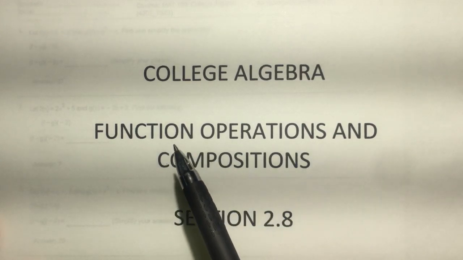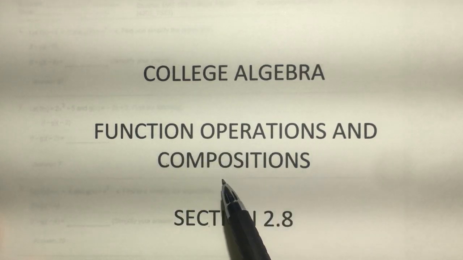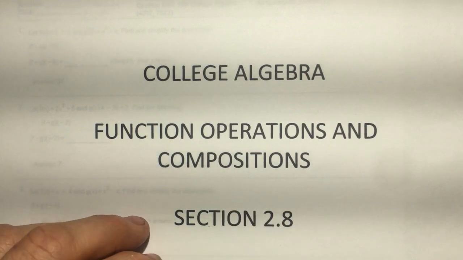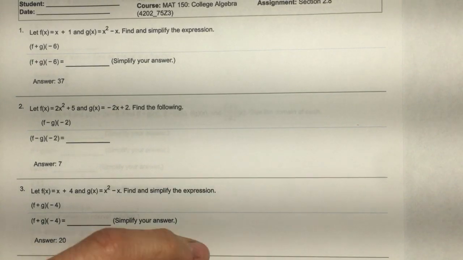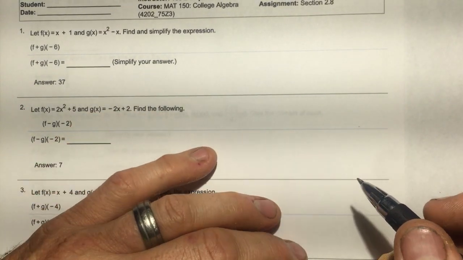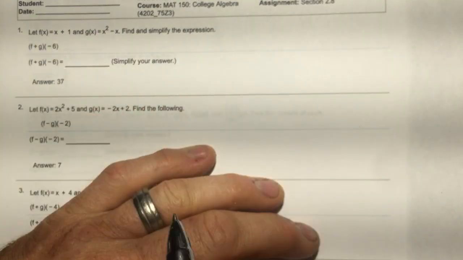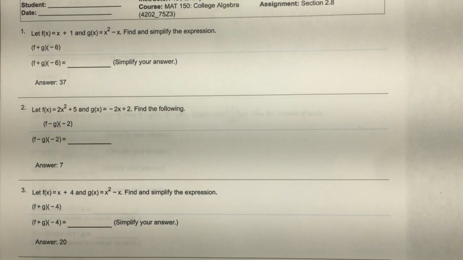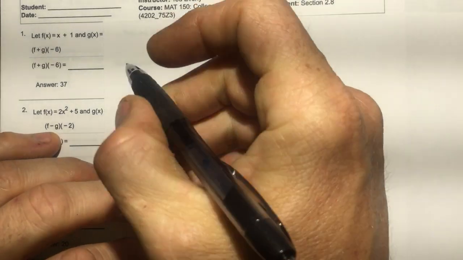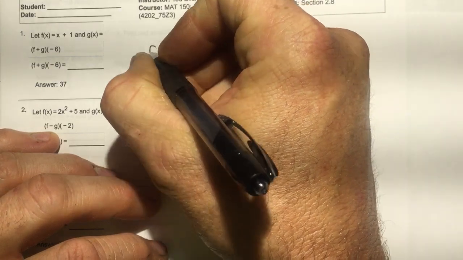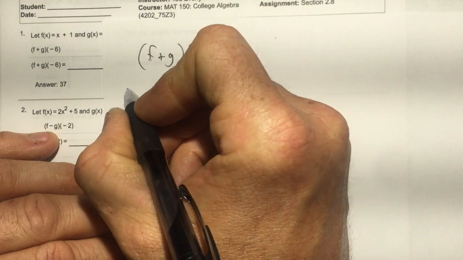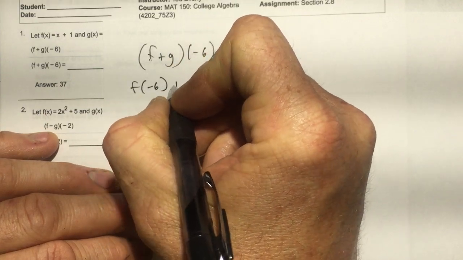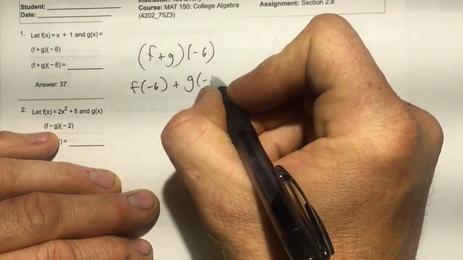All right, college algebra, functions, operations, and compositions, section 2.8. We're going to be adding, subtracting, multiplying, and dividing functions. Right here we have (f + g)(-6). This is the same thing as f(-6) + g(-6).